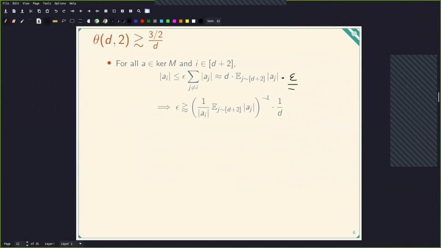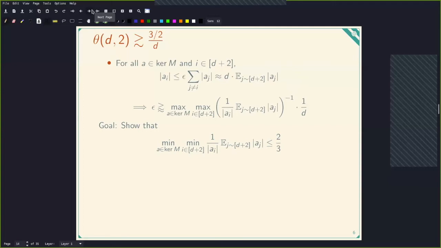Because we want to say that epsilon is bigger than or equal to something, and this wasn't only true for a single vector in the kernel, it was true for any vector in the kernel and any coordinate i of that vector, I might as well maximize over those. And if we look at theta d2, proving it's at least 3/2 over d, we would then want to show that this quantity inside of here is at most 2/3.